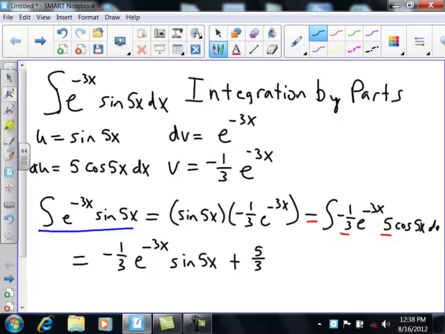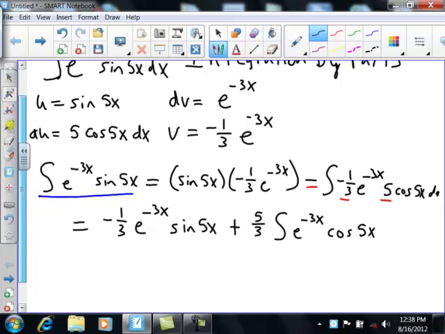So I have 5/3 times the integral of e to the negative 3x cosine 5x. Now, there are different things that you can do. That's just one thing that I'm doing. I try to pull the constants out and deal with them when I have to. I'm just trying to ignore them for now.